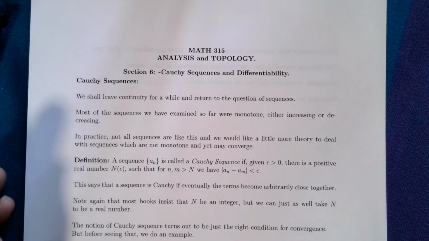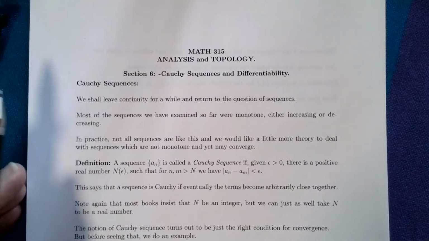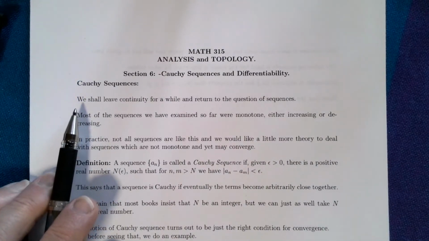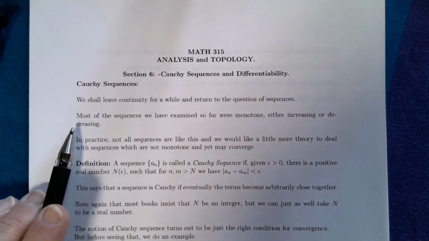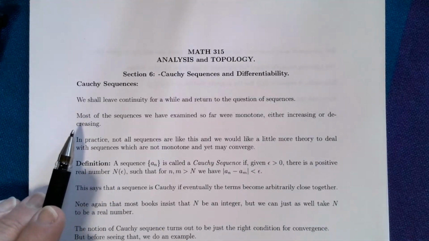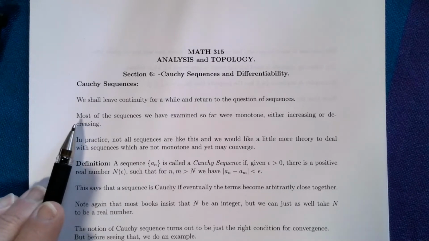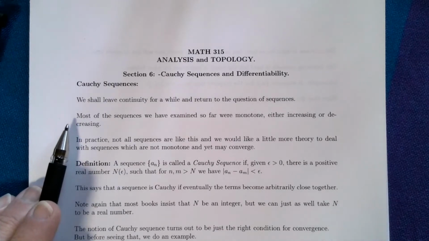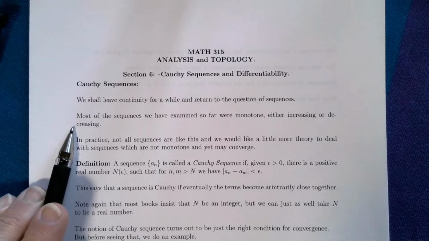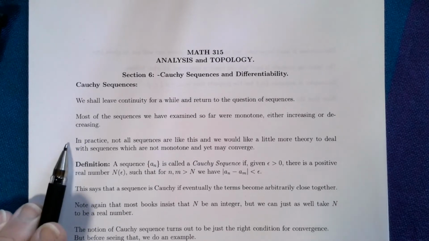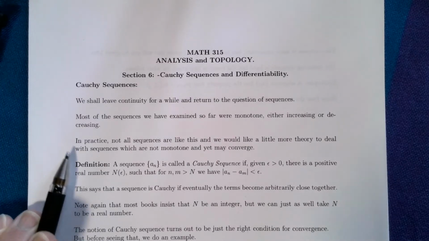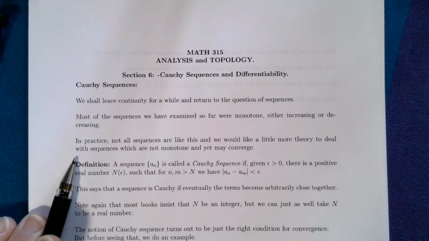So we're going to leave continuity for a while, and we're going to return to the question of sequences. So far most of the sequences we've examined were monotone, that is, they were either strictly increasing or decreasing. And in that case, if they were bounded as well, then we could use the monotone convergence theorem to claim that the sequence converged to something. Now in practice, not all sequences are like this, and we'd like a little more theory to deal with sequences which are not monotone and yet may nevertheless converge.